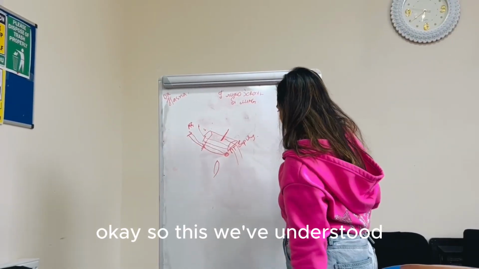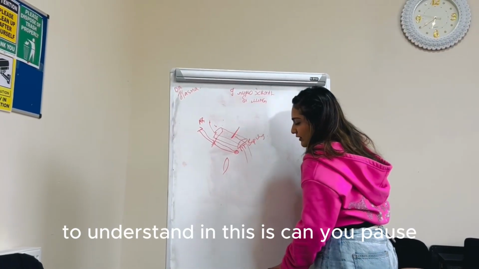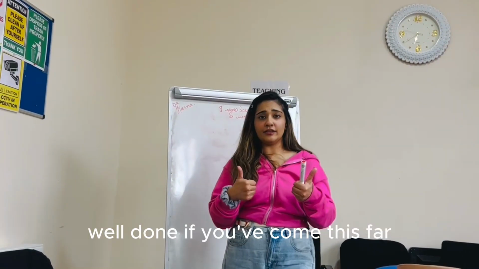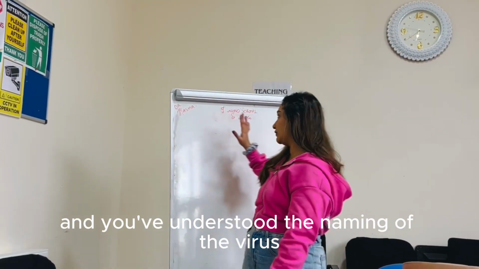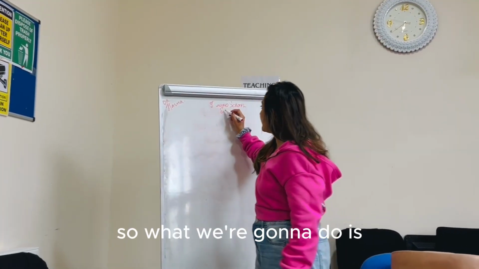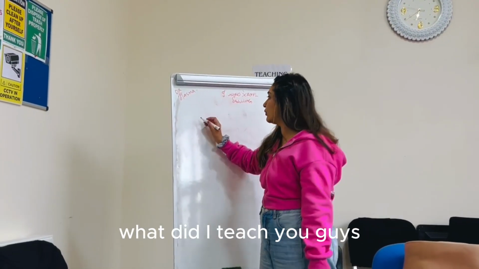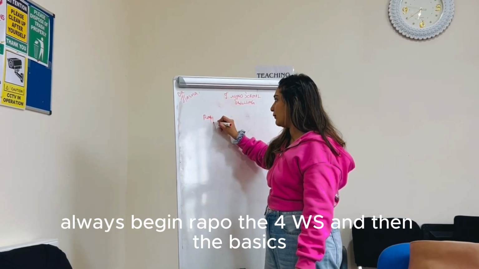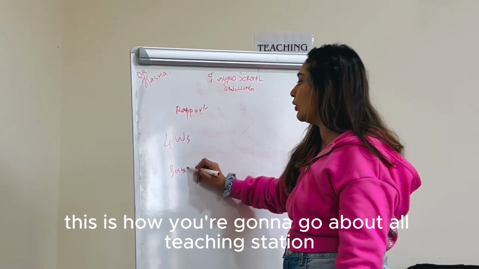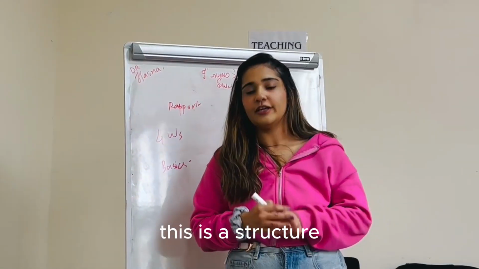This we've understood. Well done if you've come this far and understood the anatomy of the inguinoscrotal region. Now all we need to do is teach it. Whenever a teaching station comes, what did I teach you? Always begin with rapport, the 4 W's, and then the basics. This is how you go about all teaching stations. Structure is very important.